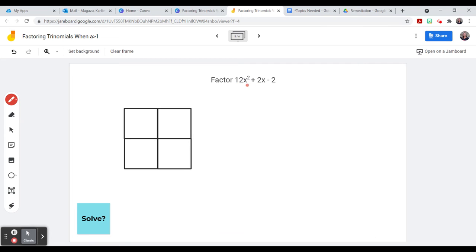I look. Do I have a common factor between my 3 terms before I factor? I do. I can make sure that I divide out a 2 from all of these. So I put my 2 out in front, parentheses, 12 divided by 2 is 6, x squared. 2 divided by 2 is a 1x. And negative 2 divided by 2 is negative 1.